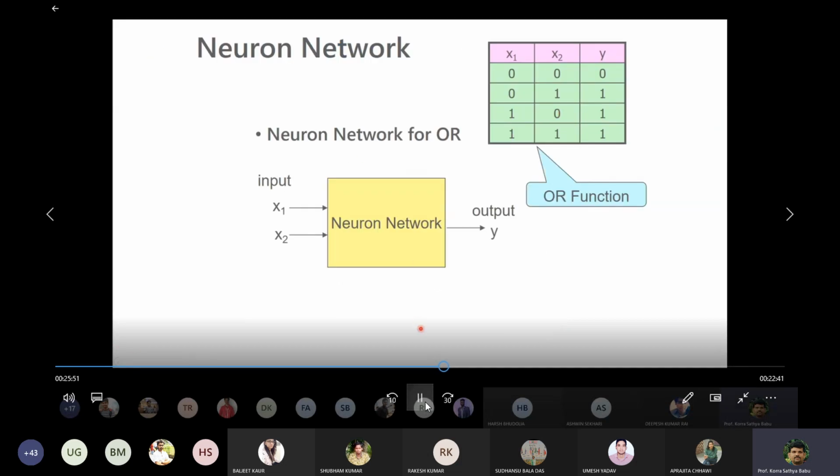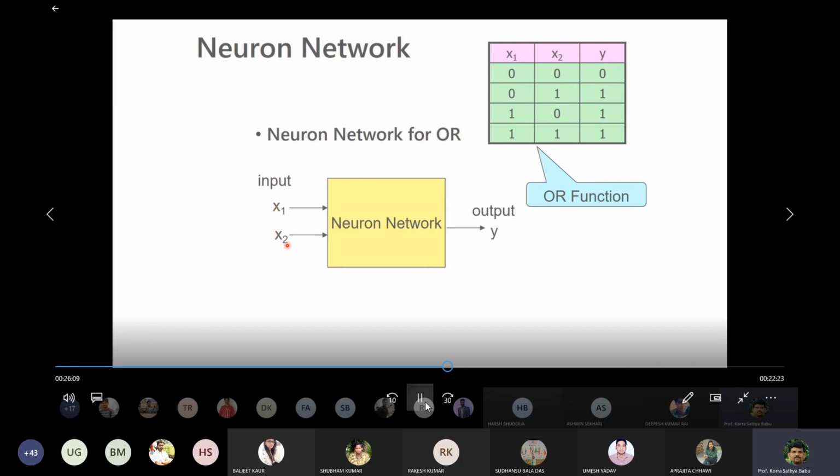Now let us see another small example of a neural network, a neural network for the OR function. How does this OR function work? We have to train the neurons.